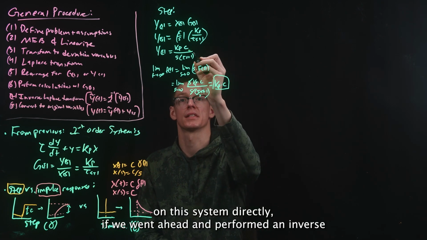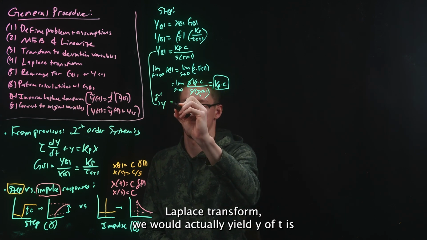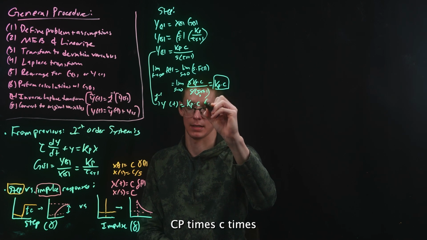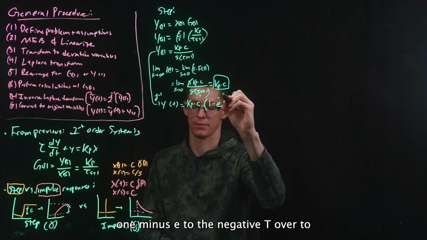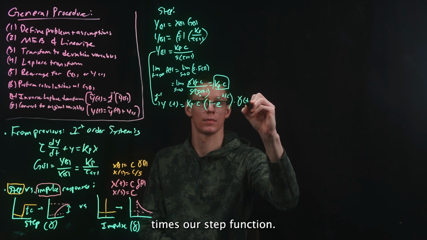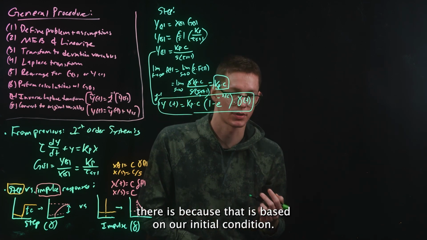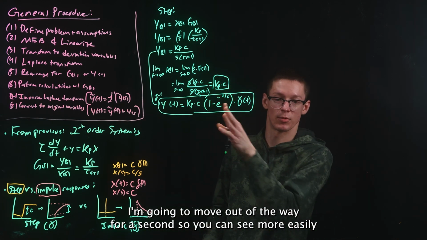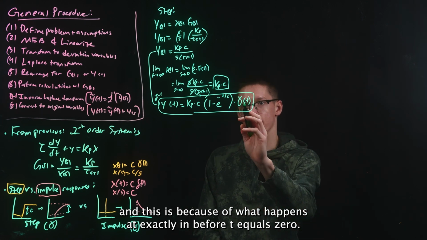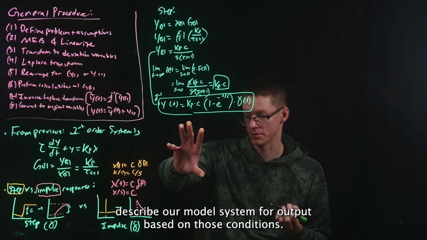Now, based on this system directly, if we performed an inverse Laplace transform, we would yield y of t is kp times c times 1 minus e to the negative t over tau times our step function. The reason for the step function there is because that is based on our initial condition. I'm going to move out of the way for a second so you can see more easily. This is because of what happens at exactly and before t equals 0. And so that is how we would describe our model system for our output based on those conditions.